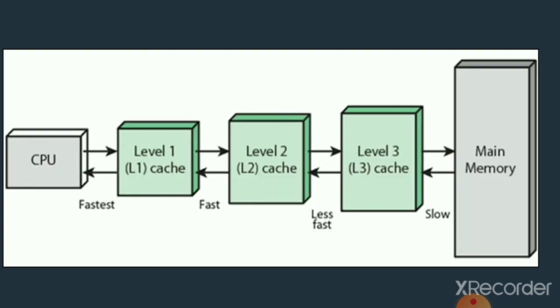You can see the diagram: CPU, then level 1 cache memory, then level 2, then level 3, then main memory. So this way you attach cache memory between the CPU and main memory. L1 will be the fastest, the data transfer between L1 and L2 is slightly slower than between L1 and the processor, and between L2 and L3 it is a little slower, and slower still between level 3 and main memory.